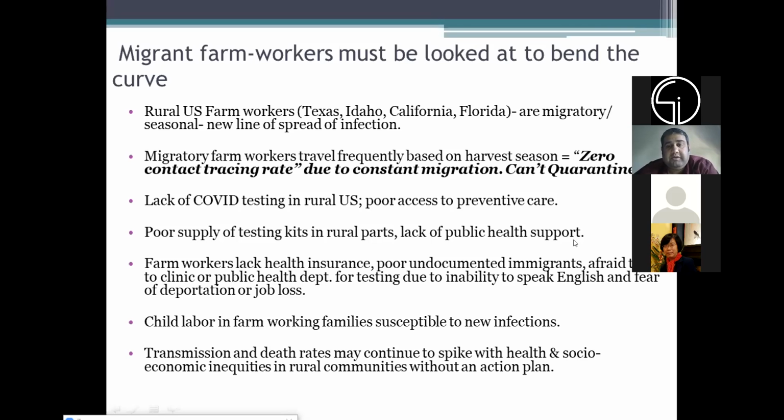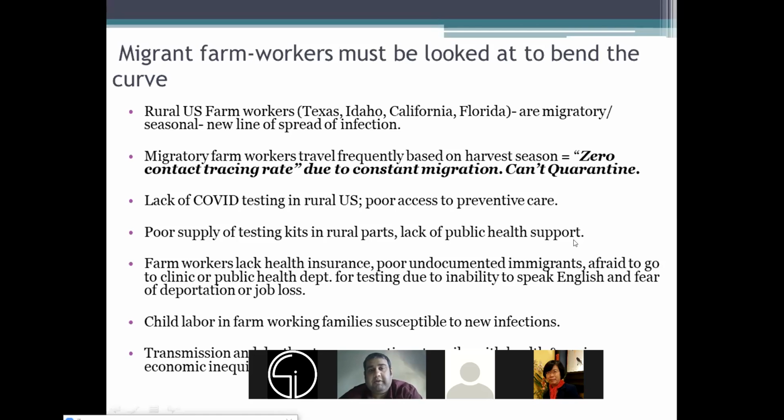Poor housing and hygiene, another to top it off. Rural immigrant farm workers already live in poor housing. The hygienic standards are below standard conditions. That's again a perfect environment for the virus to thrive and spread the infection and the transmission rates. And it's important that migrant farm workers should be looked at very carefully by the government and the public health department if we really want to bend the curve.